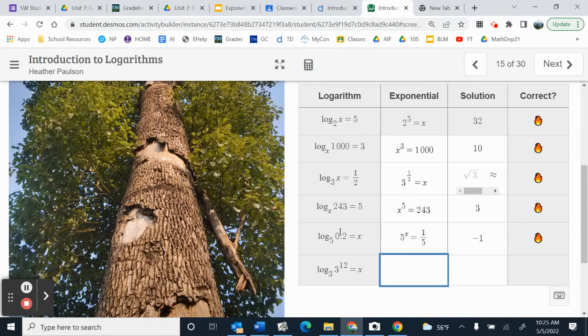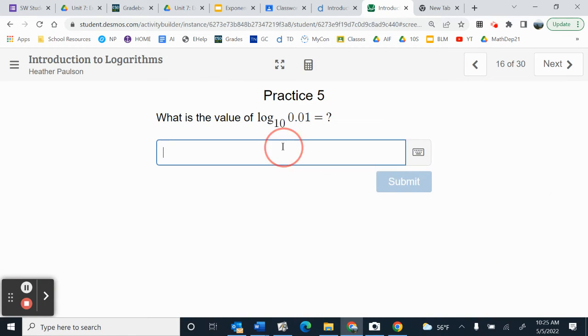Lastly, base 3 raised to the exponent of x equals 3 to the power of 12. And notice the bases are the same, so the exponents have to be the same. So x is 12. Build your confidence by completing this slide, and then practice a little bit more with some challenging values.